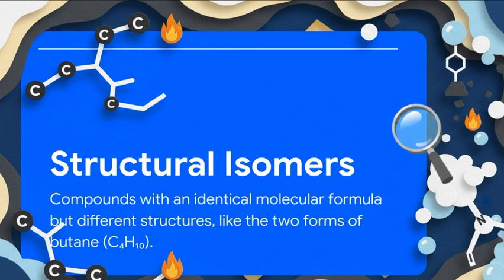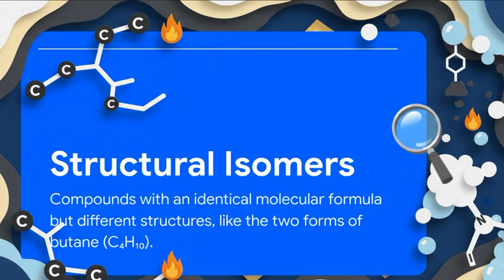But wait, it gets even cooler. Carbon can build completely different molecules using the exact same number of atoms. We call this structural isomerism. Take the formula C4H10, for example. You can arrange those atoms in a straight line, and you get a molecule called butane.